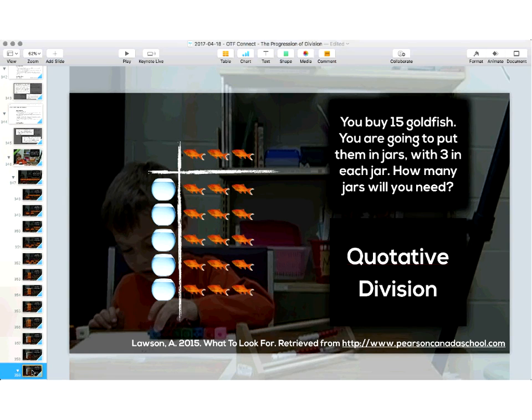This is a situation where it's really easy to use repeated subtraction in order to find this answer, because I know that if there's 3 in each of these groups, I simply take away 3 each time and I just place them separate from one another. And now I have 5 groups of 3 when I go ahead and count them out afterwards. So really, really important stuff.